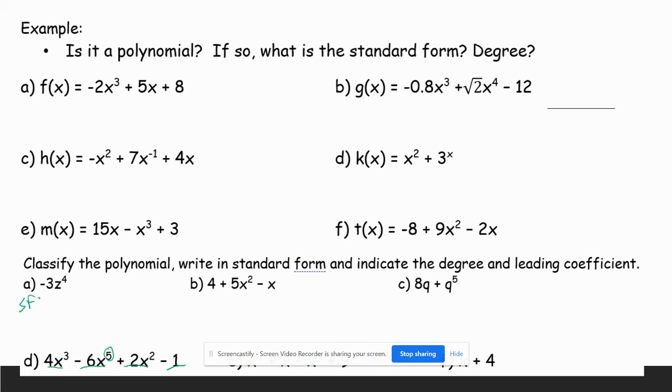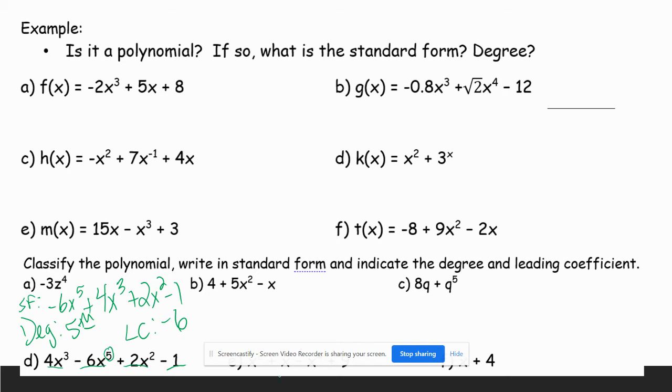So our standard form for that would be -6x to the 5th plus 4x to the 3rd plus 2x squared minus 1. Our degree would be 5th because our highest exponent is 5. And our leading coefficient there would be -6.